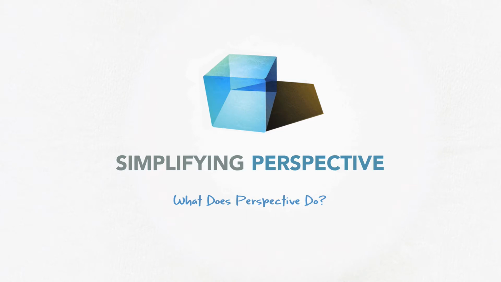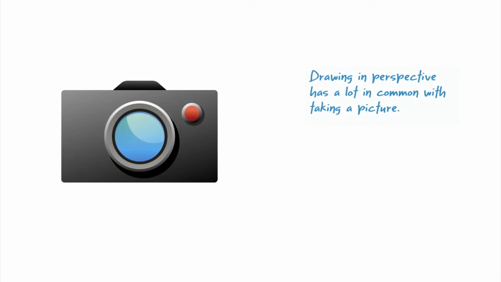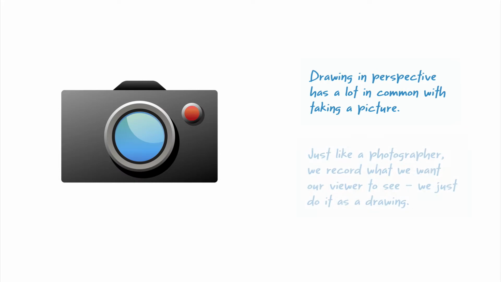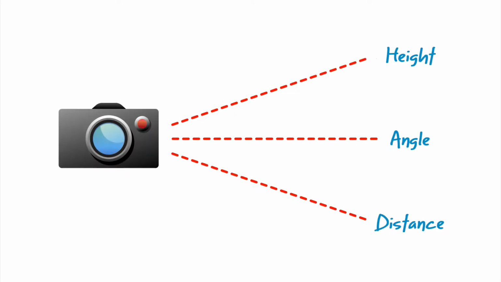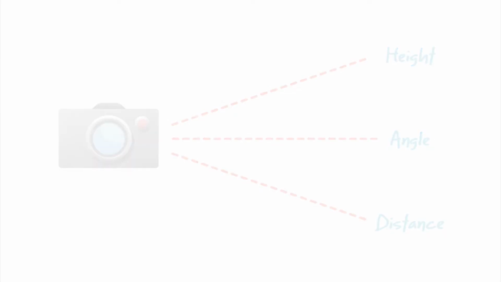In this first tutorial, I want to explain what perspective does. I think the best way to describe it is to think about what happens when you take a picture. The picture you get is always a record of what things look like from where you were standing. When you're drawing representationally, you're doing the same thing. You're showing what things look like from a particular point of view. This translates into perspective in three different ways: height, viewing angle, and distance.